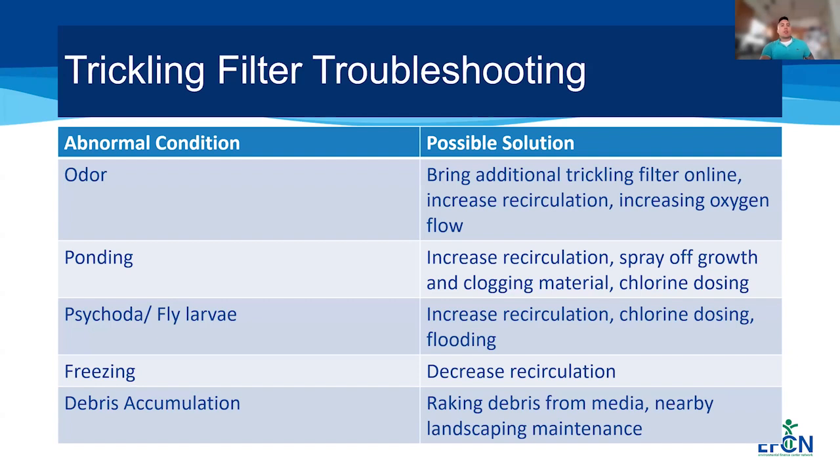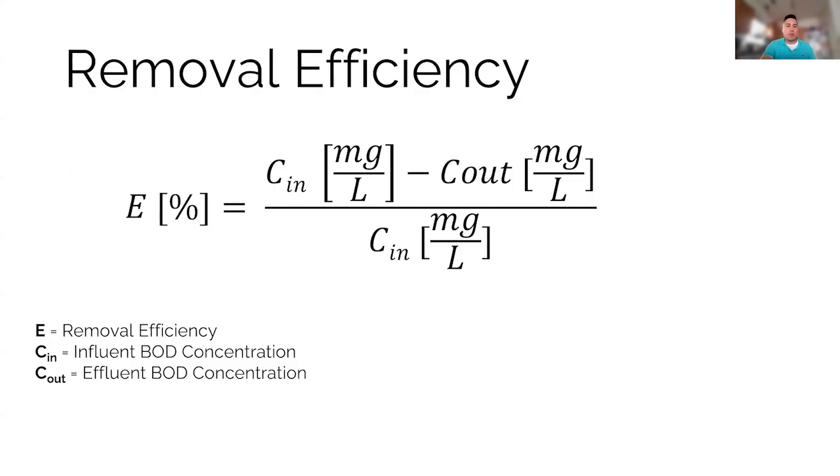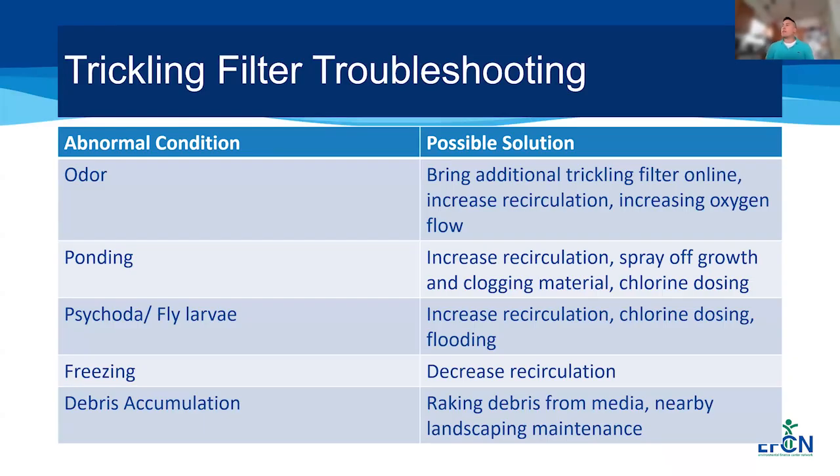Then some quick trickling filter troubleshooting concepts. So on the left are normal conditions that may exist, such as odor or ponding, psychoda, which is another name for our fly larvae, which is our most common pest animal that exists in our trickling filters. There's also freezing and debris accumulation. And on the right is a possible solution. A lot of times for trickling filters, there may be chemical ways to address these, but a lot of times it's something as simple as increasing or decreasing recirculation. And as you study for your wastewater OpCert certifications, it's good to remember this.